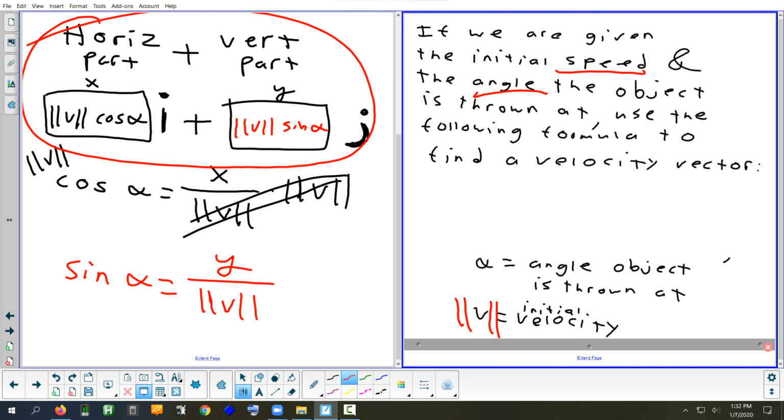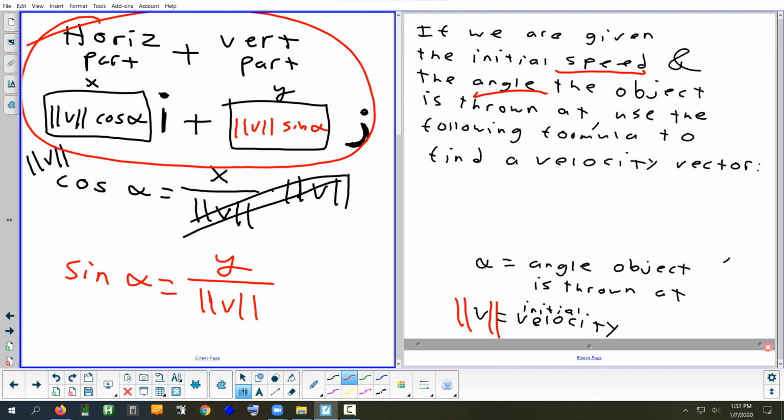Anyone else that needs to copy that formula down? So the first part is the horizontal component. The second part is your vertical component.